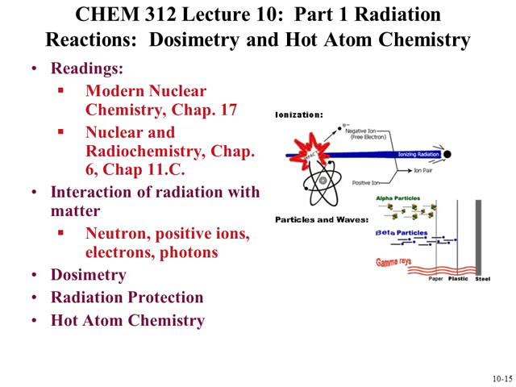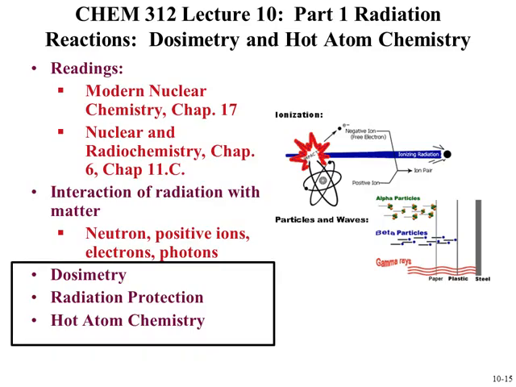This concludes Part 1 of Lecture 10 for Chemistry 312. This lecture reviewed the interaction of radiation with matter, and Part 2 is going to discuss dosimetry, radiation protection, and hot atom chemistry.